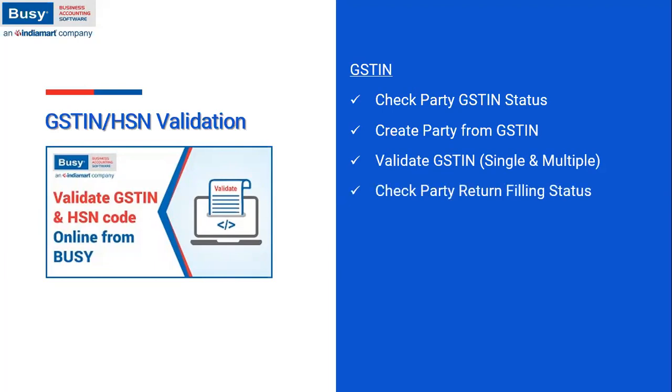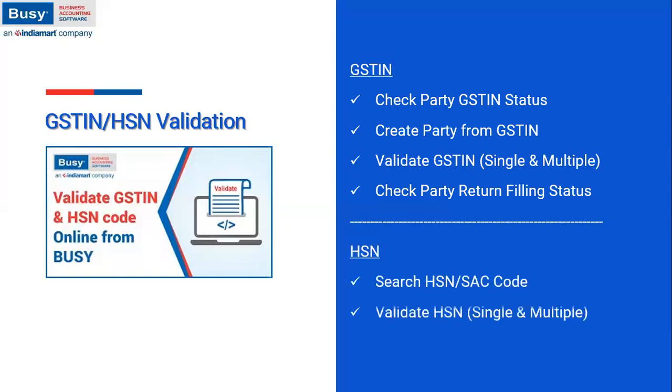Check party return filing status. This is a very important feature for accountants also. Check party return filing status means you can check the party's return filing status in this report. When you are purchasing, as you know, your input depends on the seller's GSTR filing. So before the transaction, you can check whether this party is filing the return on time or not. I will show you in the practical demo.